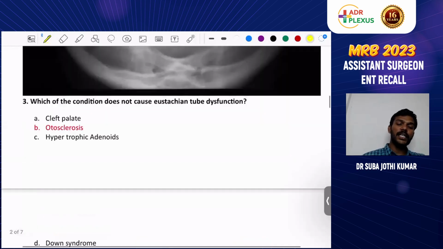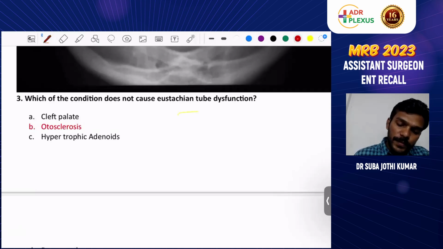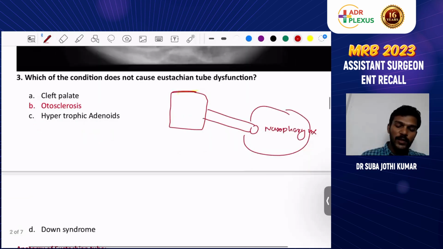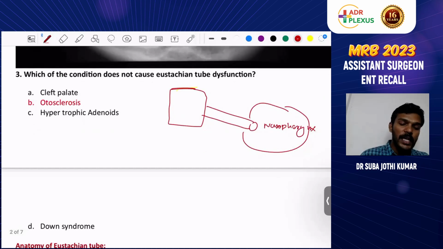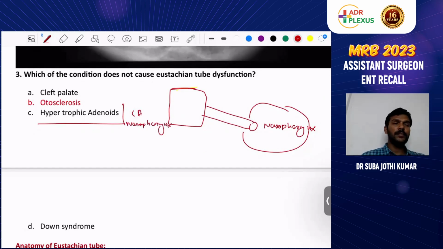Next question: which of the conditions does not cause eustachian tube dysfunction? See here, this is the middle ear. This is the eustachian tube that connects the middle ear with the nasopharynx. So any mass over the nasopharynx can cause eustachian dysfunction, like hypertrophic adenoids, CA nasopharynx, like that. And also some defects over the nasopharynx, like cleft palate, or Down syndrome causing cleft palate, can also cause eustachian tube dysfunction.